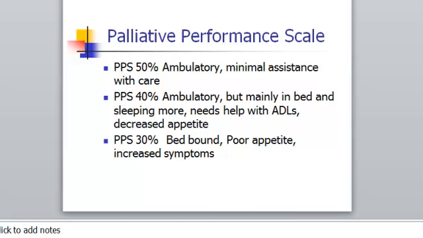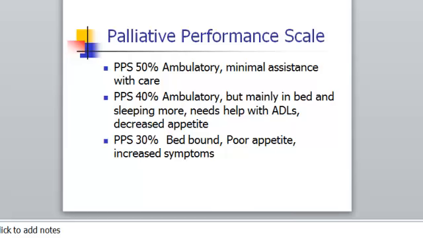PPS of 40, that's when people are mainly in a bed or a chair. They do get up and walk around, but more and more they're spending more time in bed or in a recliner. They're weaker. They may need more help with their activities of daily living. They can probably feed themselves. They're probably oriented, but they're starting to need more help.